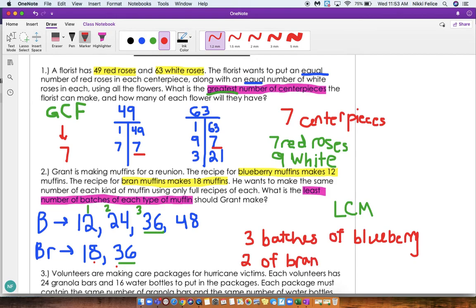Okay, so hopefully this helps you figure out the difference between looking for GCF and looking for LCM.